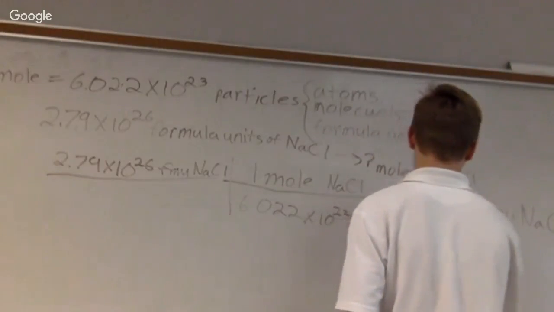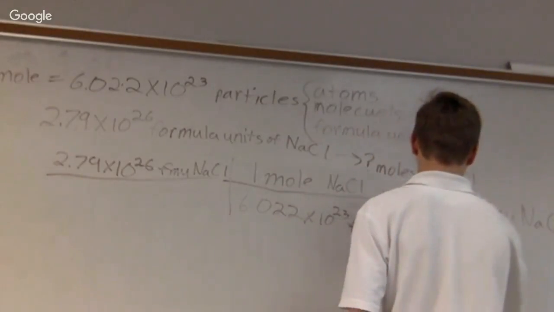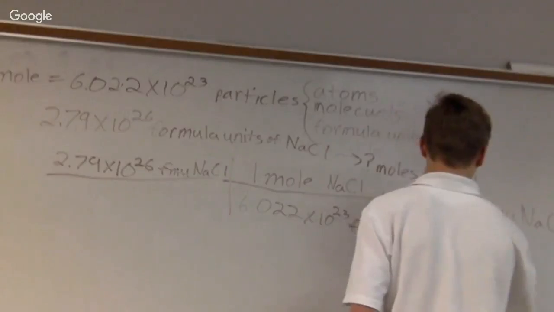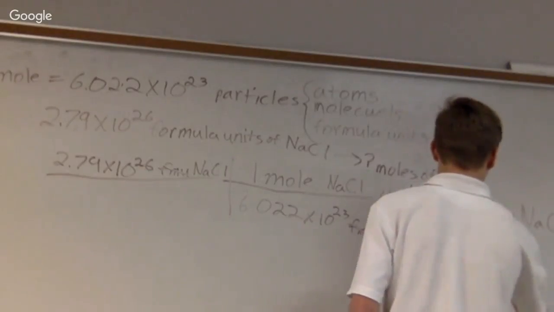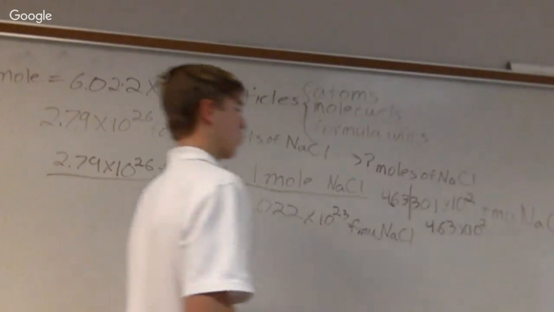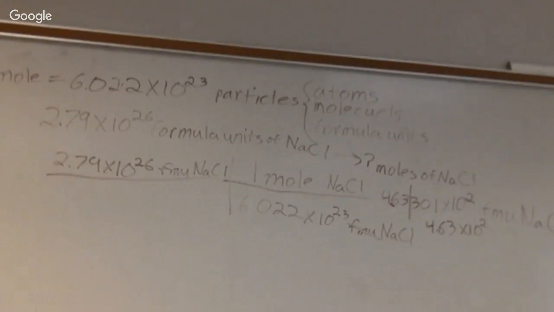Now, those of you that did this on your own, isn't 4.63 times 10 to the 2nd exactly the same thing as 463? So if you did it on your calculator with the exponents, you're going to end up with 463.